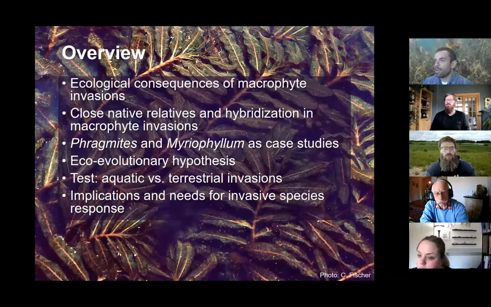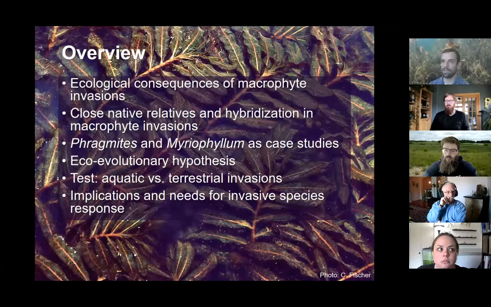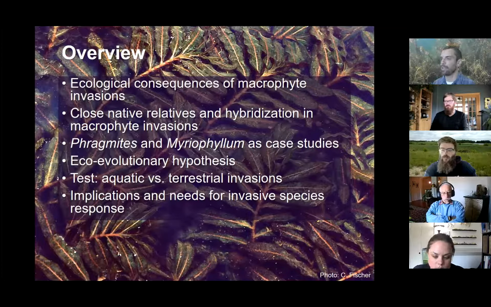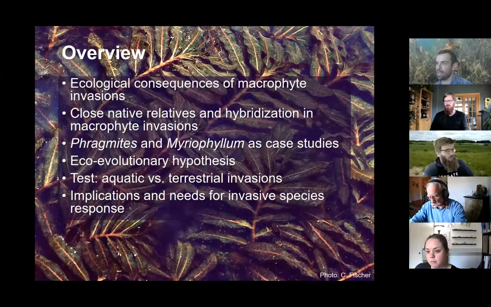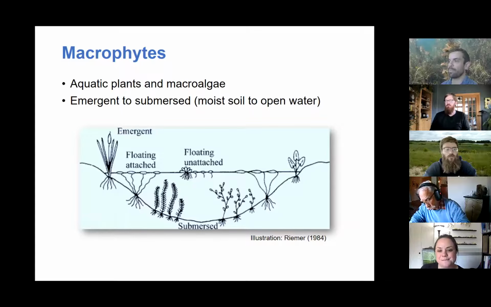Okay, great. I'm going to cover a fair amount of ground today, and it's some stuff I've been stewing on for about the past 10 years and think a lot about in terms of my research and extension programs. Here's an overview of what I'm going to cover today. I'll talk about the ecological consequences of macrophyte invasions, the prevalence of close native relatives and hybridization in macrophyte invasions, talk about a couple of invasive species as case studies, and then expand to a broader hypothesis for why I think there are what I describe as thin lines between natives and invasives in aquatic plant invasions. And then I'll describe a test of this idea and close with implications and needs for extension and applied research.